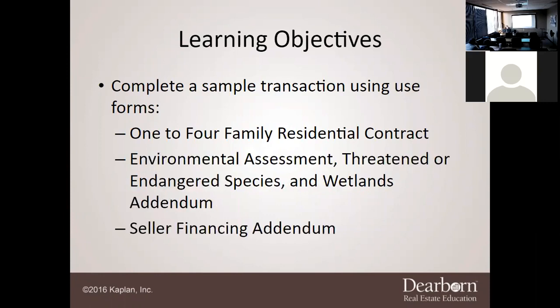Our second one is we're going to complete a sample transaction using the 1-to-4 family residential contract, the environmental assessment, threatened or endangered species and wetlands addendum, and the seller financing addendum.